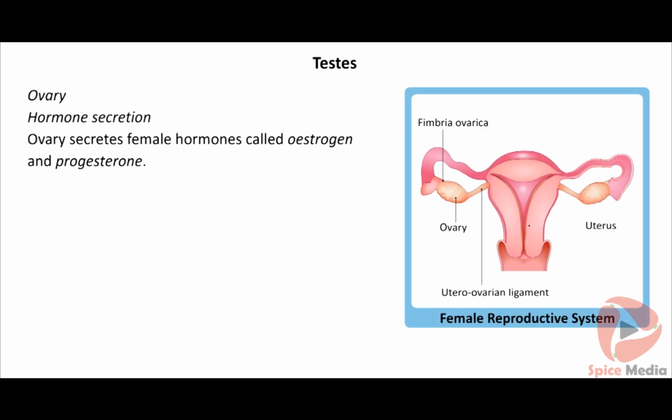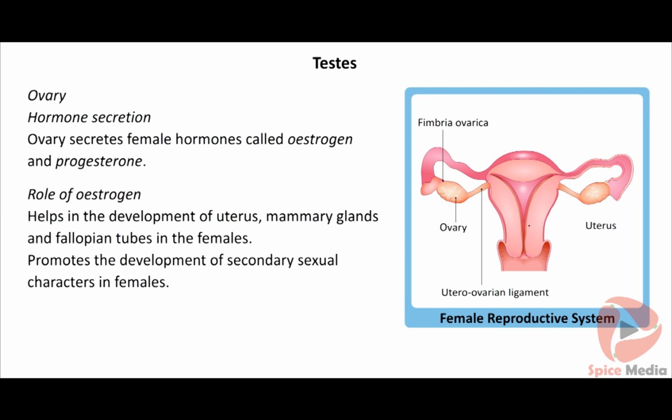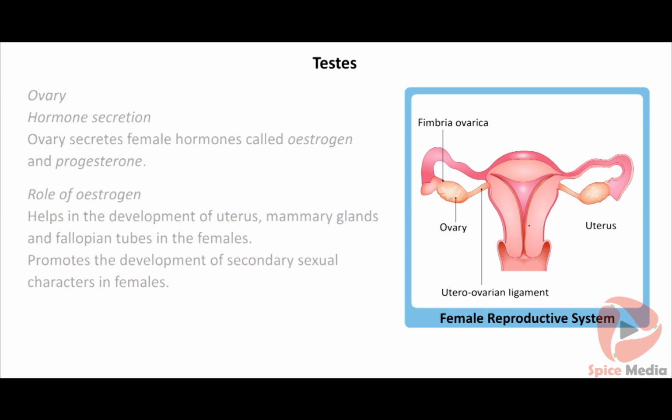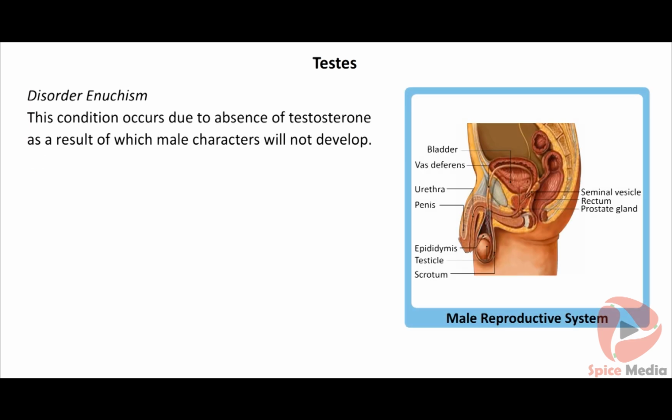Ovary secretes the female hormones called estrogen and progesterone. Estrogen helps in the development of uterus, mammary glands, and fallopian tubes in the female reproductive system. It also promotes the development of secondary sexual characters in female, like characteristic hair growth and high-pitched voice in the females. Progesterone acts mostly during the pregnancy period and promotes the growth of the uterus, implantation of embryo in uterus, and formation of placenta. Eunuchism is a condition which occurs in males due to absence of testosterone. Due to lack of this hormone, male characters will not develop.